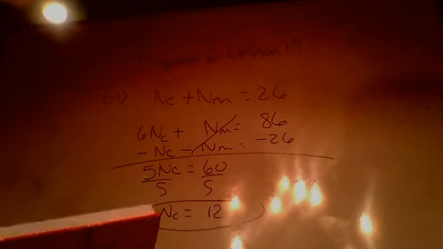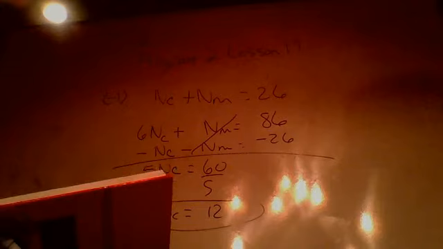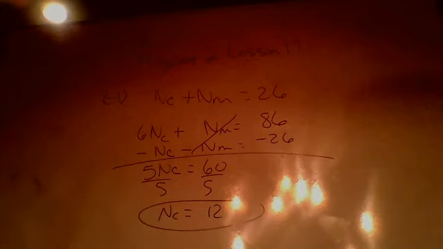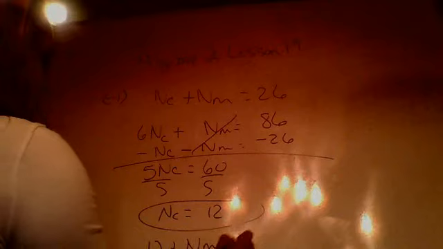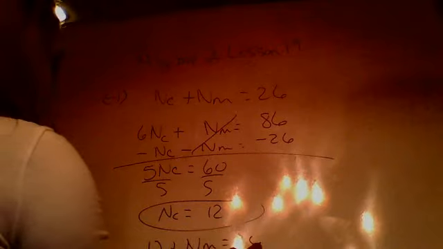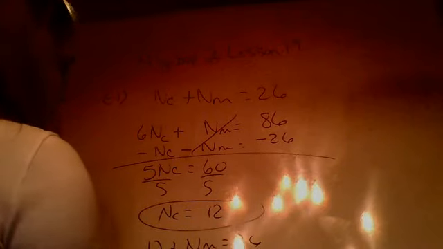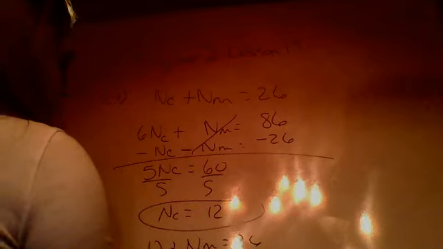Is that what they asked us for? They asked us how many codfish did she buy? 12. If they want to know how many mussels we bought, we simply would go in here and do 12 plus the number of mussels equals 26. Subtract 12, subtract 12. So the number of mussels would equal 14.